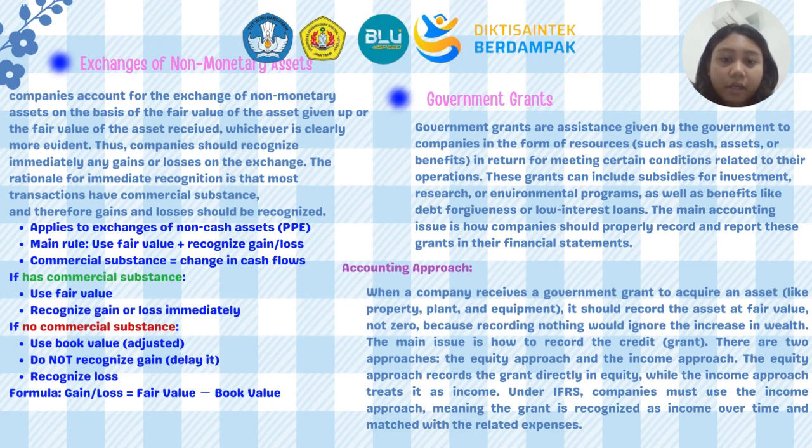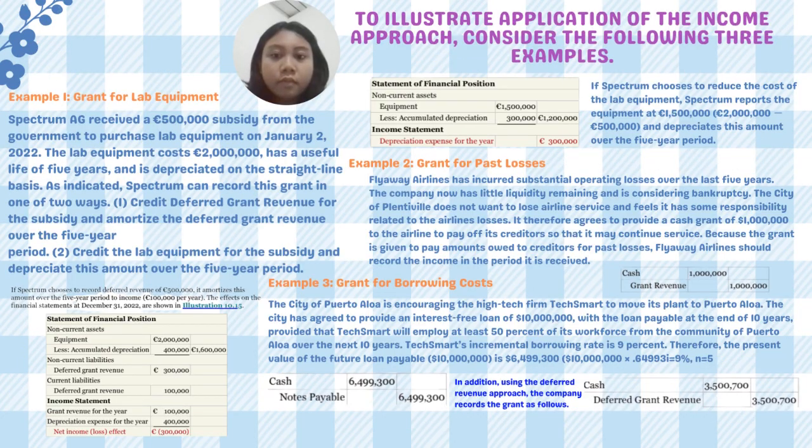Under IFRS, companies must use the income approach, meaning the grant is recognized as income over time and matched with the related expense. Okay, to illustrate application of the income approach, consider the following three examples.